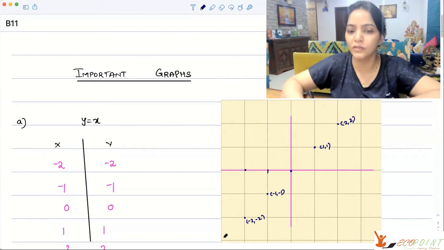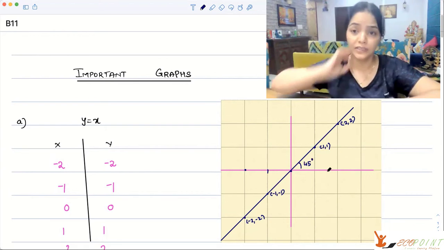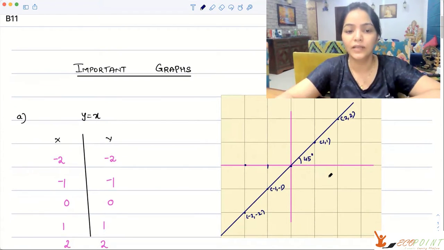So that essentially means that it's going to be a line passing through all these points, which is a 45-degree line. So it's basically bisecting this 90-degree angle in equal parts, so 45-degree line, right? So that's our first graph.